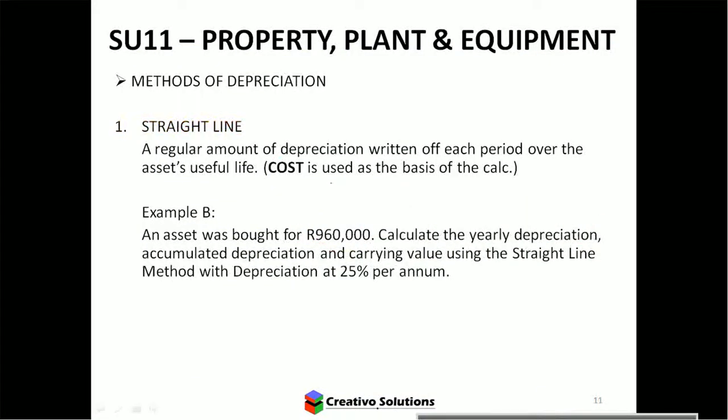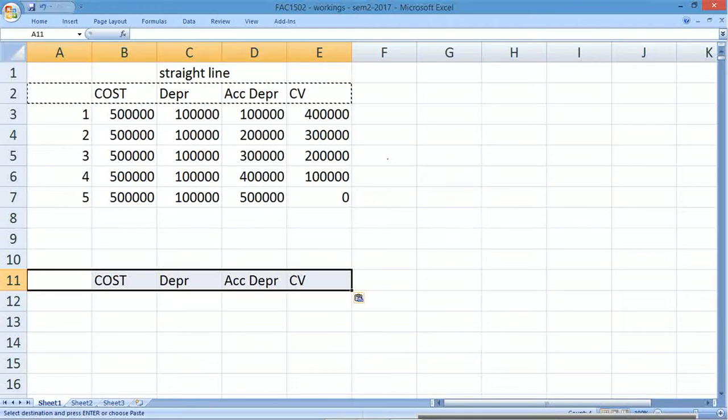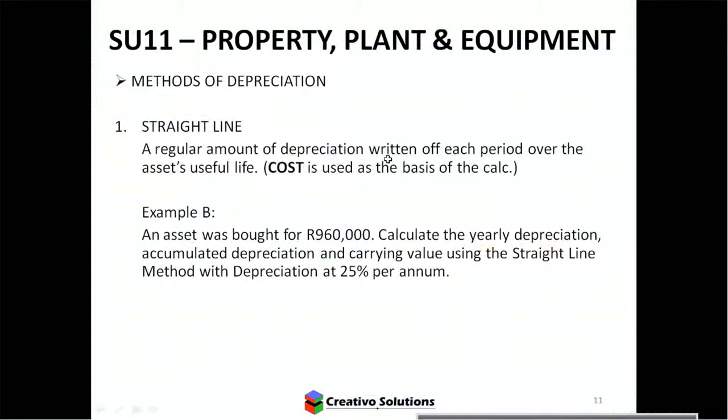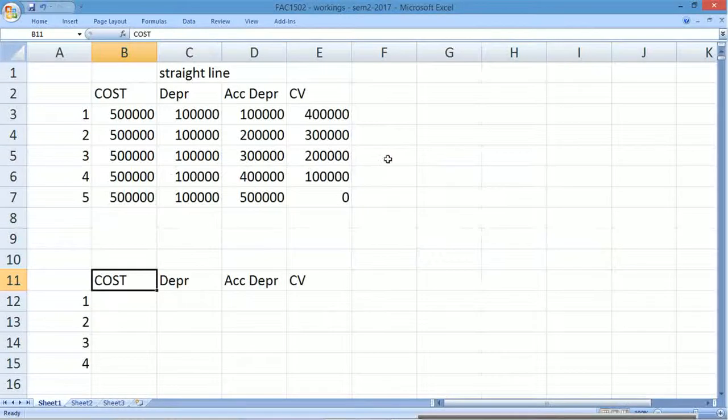Here's an example for you to try. B, asset bought for 960,000, calculate the yearly depreciation. Exactly the same thing, but it's 25% per annum. So how many years? 4 years. 4 times 25 gives you 100. Right, will the cost change? No, it won't. The cost was given in the question as 960.